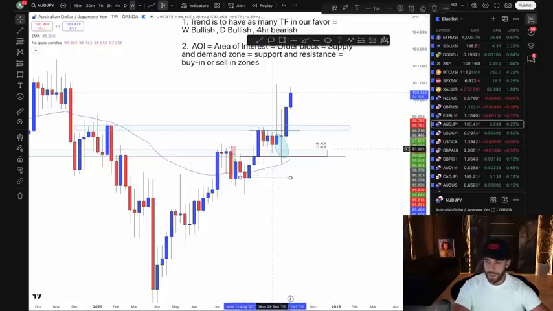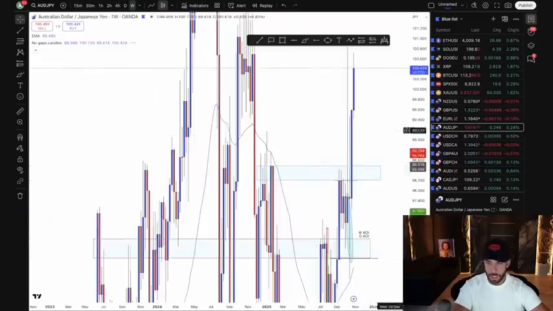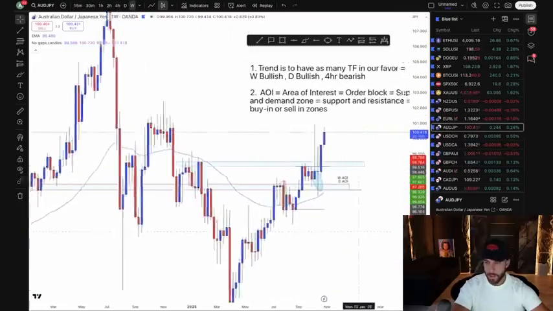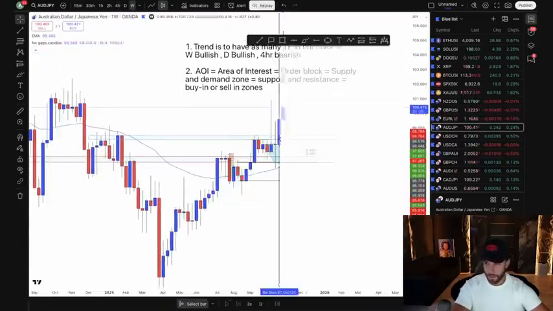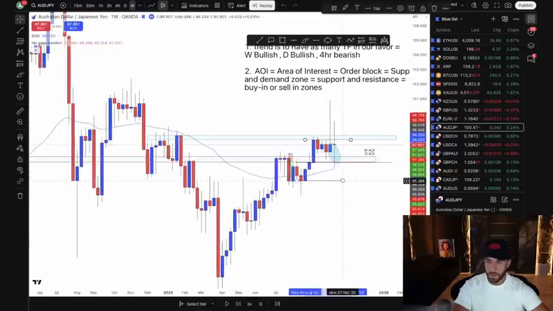We identify this as the area of interest. So at the time of us looking at this market right here, this would have been the area where we would have been interested in doing it. So this market was bullish.